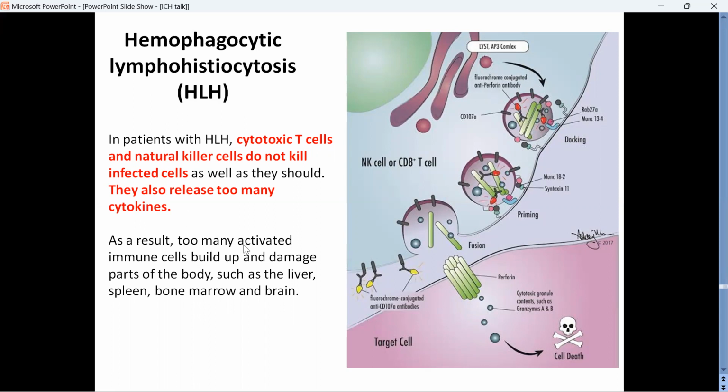So as I said, too many activated immune cells build up, and at one point they damage our own body, such as liver, spleen, bone marrow, and brain. And that is the pathophysiology of HLH.